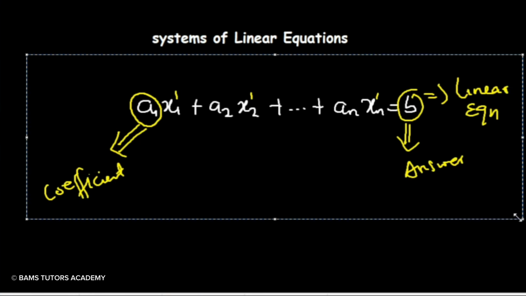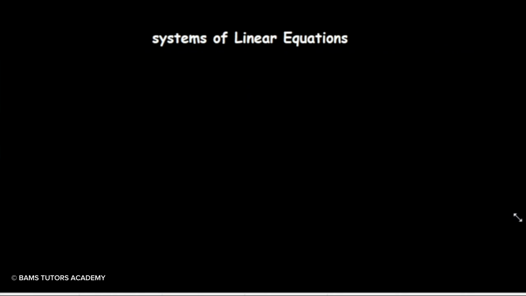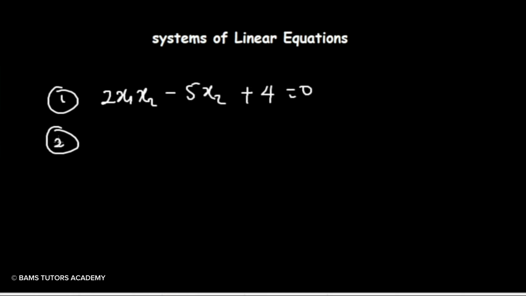Now, let me give you an example. Suppose I have number one. Which of the following is a linear equation? If I have 2x1 x2 minus 5x2 plus 4 equals 0. And number 2, let's say I have x1 squared minus 3x2 plus 5 equals 3x3. Now, which of these is a linear equation?